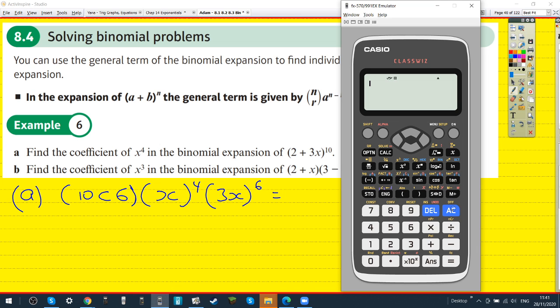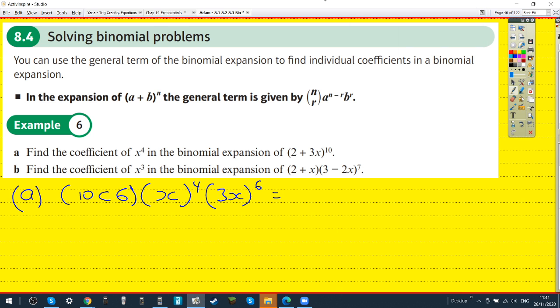So you can't put that into the calculator, can you? Just put it in without the x. Oh, okay, sub them as a 1. 10 choose 6, 1 to the 4, and then 3 to the 6. I got 153,090. So I hope that's it. Let me just make sure on that one.